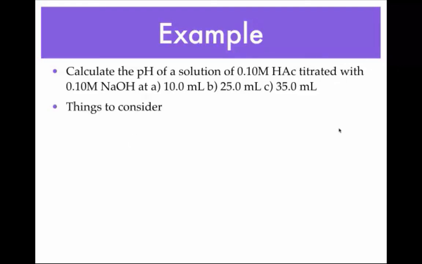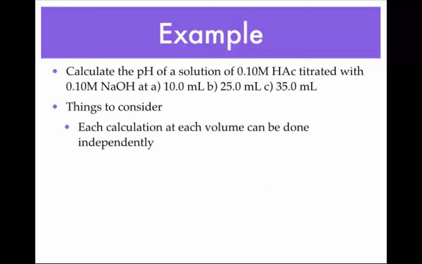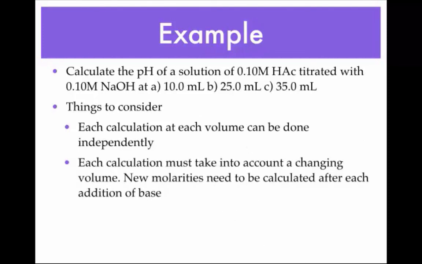So some things to consider here. Each calculation at 10, at 25, and at 35 can be done completely independently. We do not need to chain any of these calculations together. We don't need to transfer any of the data from one calculation to the next. We can do all of them separately. That makes your life a lot easier.